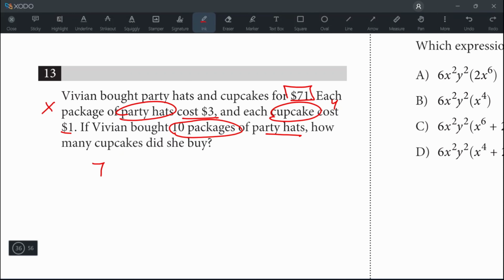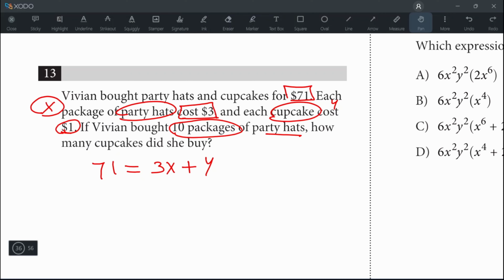So we'll have 71 equal to the cost of the number of party hats, which is x, and each party hat costs us $3, so we'll put 3 as a coefficient of x, and then we will add that to the number of cupcakes multiplied by the cost of each cupcake. The cost is equal to $1, so we don't really have to write any coefficient for y.